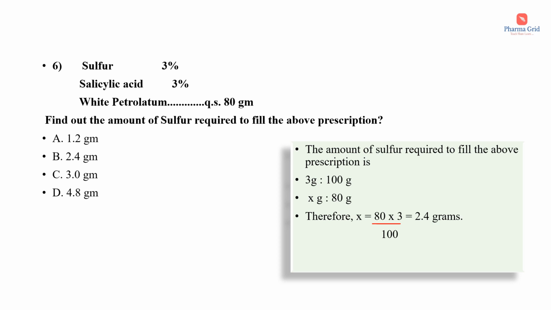Therefore X is equal to, by simply cross multiplying, 80 gram into 3 gram divided by 100 gram. So that will be equal to 2.4 grams. Here the correct answer is option B, that is 2.4 gram.